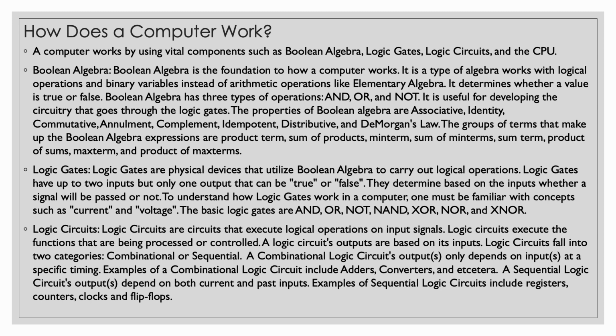Now, logic gates are physical devices that utilize Boolean algebra to carry out operations. Essentially, they're expressed with zeros and ones, ons and offs. And they have up to two outputs, but only use typically one output, which is going to be true or false. Again, the on or off symbol. And they determine based on the inputs whether a signal will pass or not.